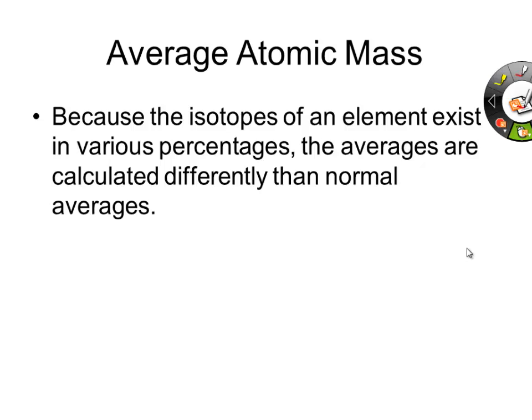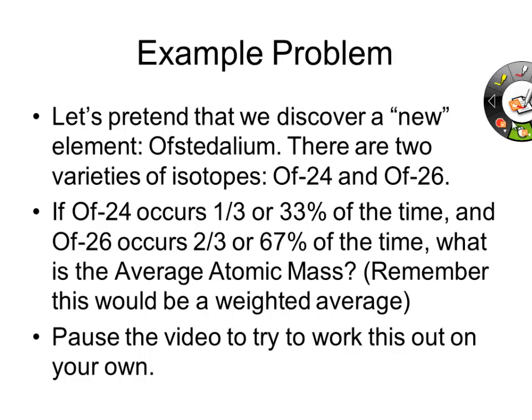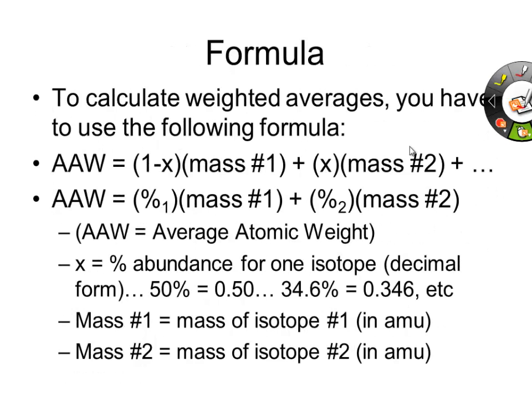Because the isotopes of an element exist in various percentages, the averages are calculated differently than we would normally calculate averages. It's not just adding them up and dividing by however many we have. So the formula to calculate this is below. We actually have 2 formulas here.